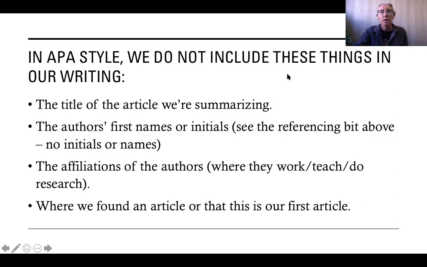So what are the things that we don't want to include in our APA writing? We don't include the title of the article we're summarizing. We don't include the author's first names or their initials. I've had some students that refer to authors by their first names. You don't know these people, so refer to them by their last names only. We don't include the affiliations of the authors. That includes where they work, where they teach, where they do research. We don't include that. And we don't include where we found the article, or that this is our first article or our second article. We don't include things like that. We simply reference the source and summarize the source.